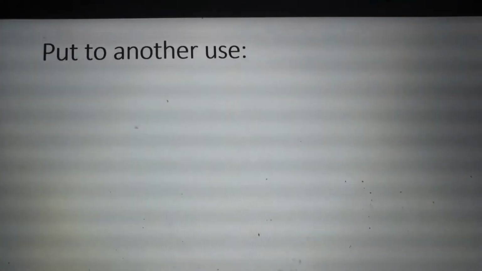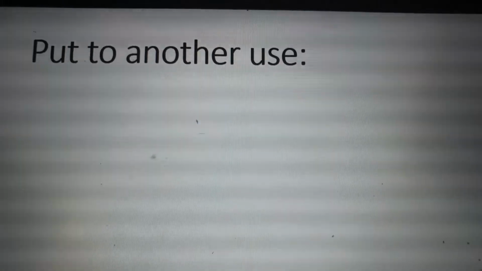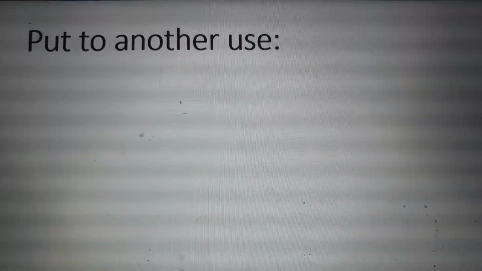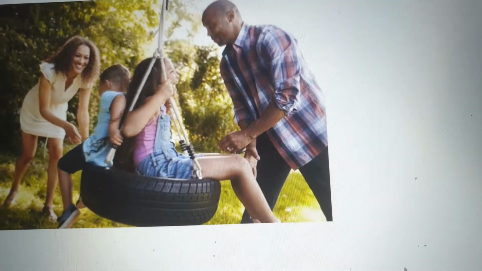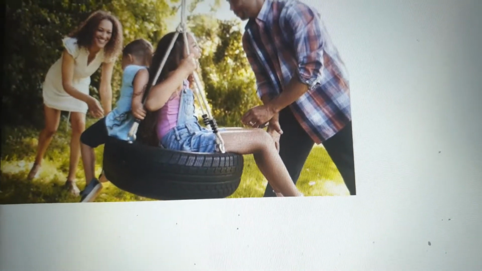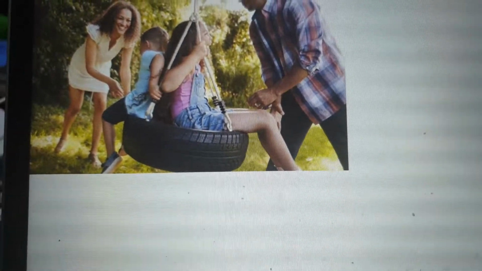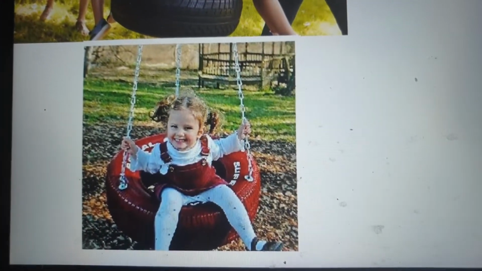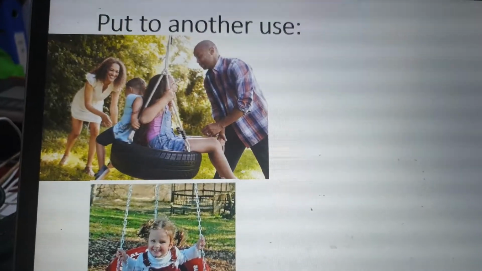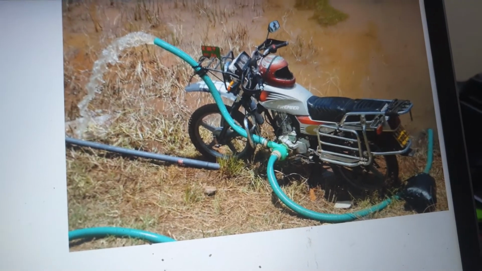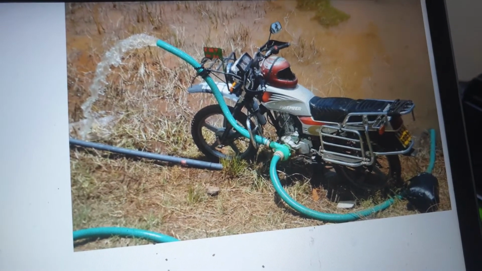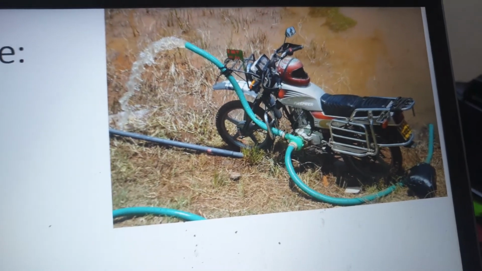Now, let's come to Scamper, the P in Scamper, put to another use. Yes. Look at that. That's a tire. A tire is meant for cars. But here, it has been put to another use. Look, it is made into a swing. So we are putting this tire to another use. Look at this. This is a motorcycle. It is now pumping water for irrigation. We're putting it to another use.